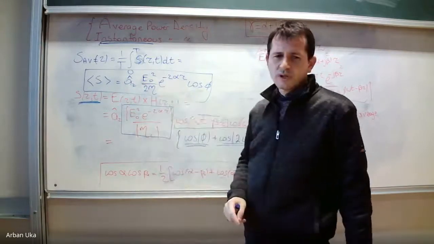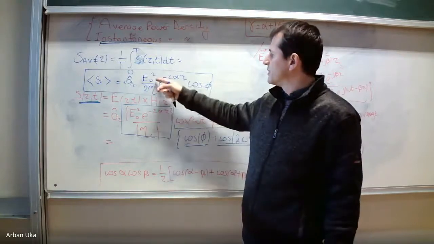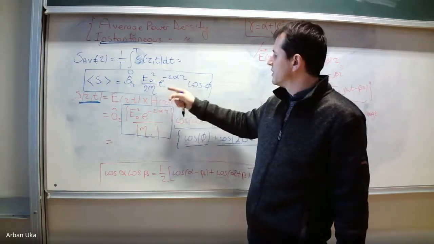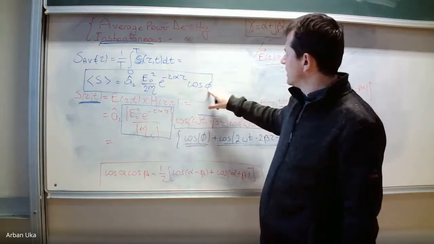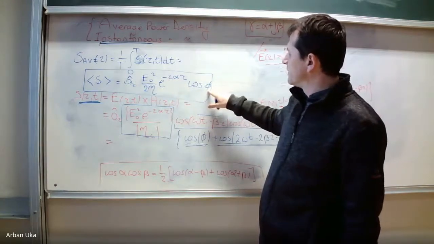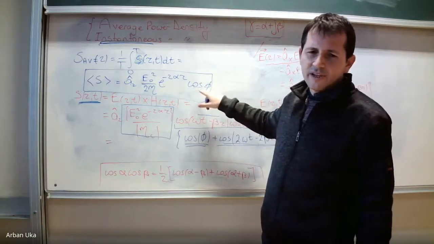Okay, so we can calculate the electric field of the solar light. We divide by the impedance, and also this cosine phi will be 1. Why? Because there will be no phase difference.